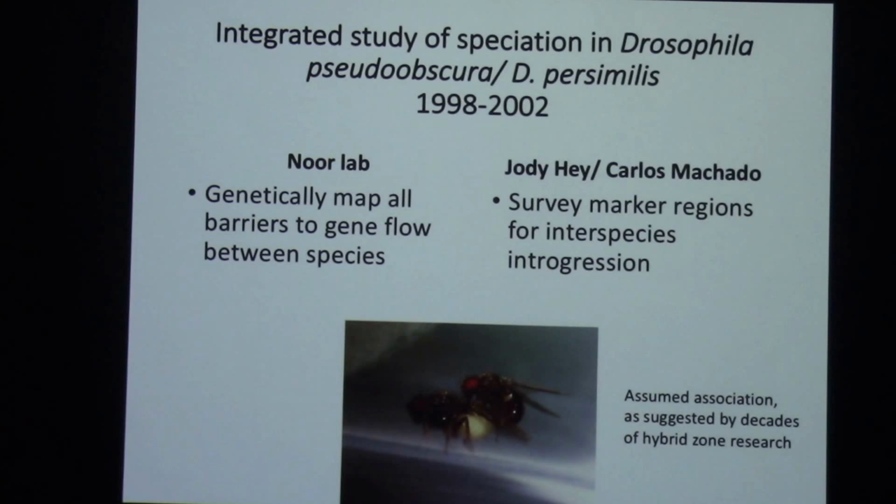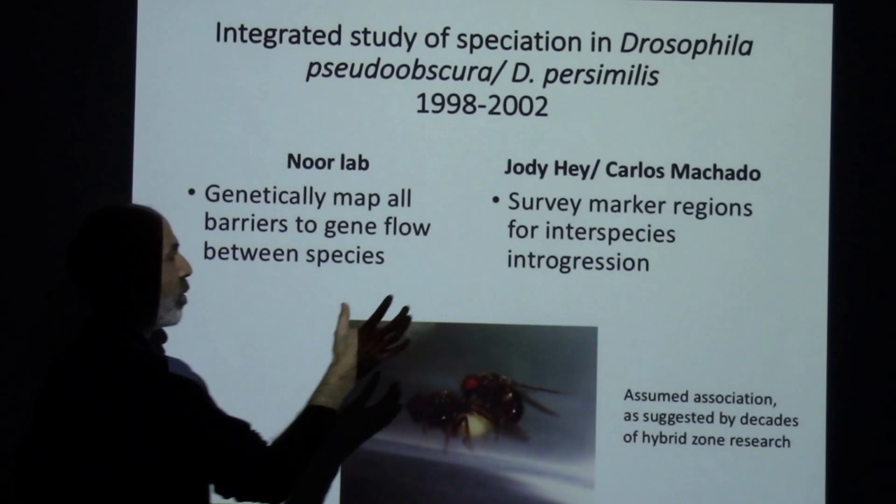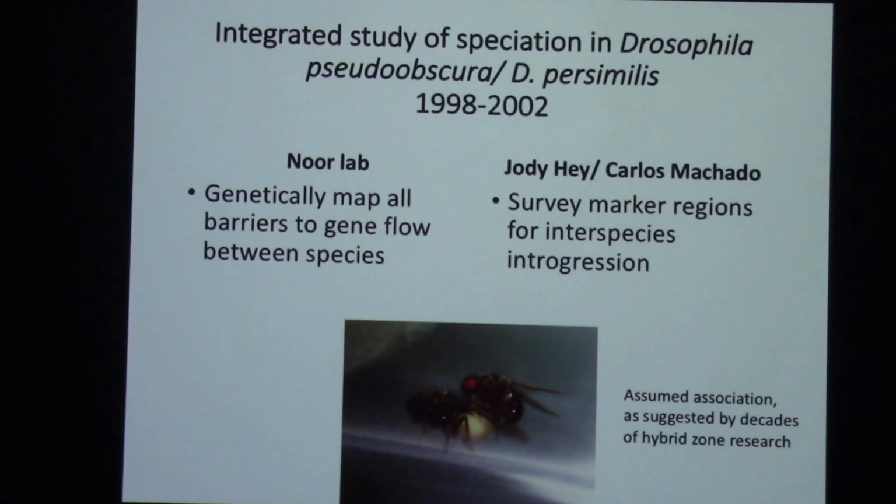And as many decades of hybrid zone research before this had shown, we expected to see that areas which were associated with reproductive isolation should also show lower evidence of introgression. Right? Makes sense. So let me show you what the genome of these species looks like.